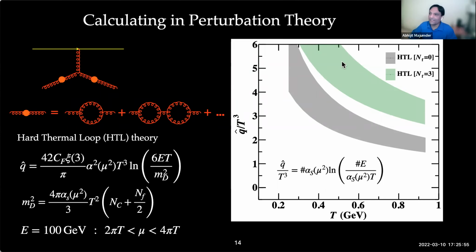Abhijit? Yes. A quick question about this graph. When you say NF equal to 3, is that for 3 massless quarks? Yes. No mass in this. It is almost a textbook version of the hard thermal loop perturbation theory, where we're assuming 3 massless flavors of quarks. Yes. Thank you, that's a good question.